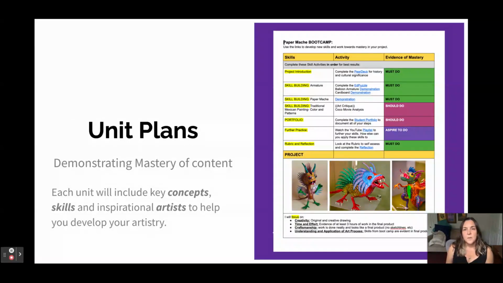So how does this all work? Each new unit begins with a whole class discussion about the essential questions, inspiration, and concepts for that unit. Each unit begins with a launch day to make sure we all understand the big ideas for the unit.